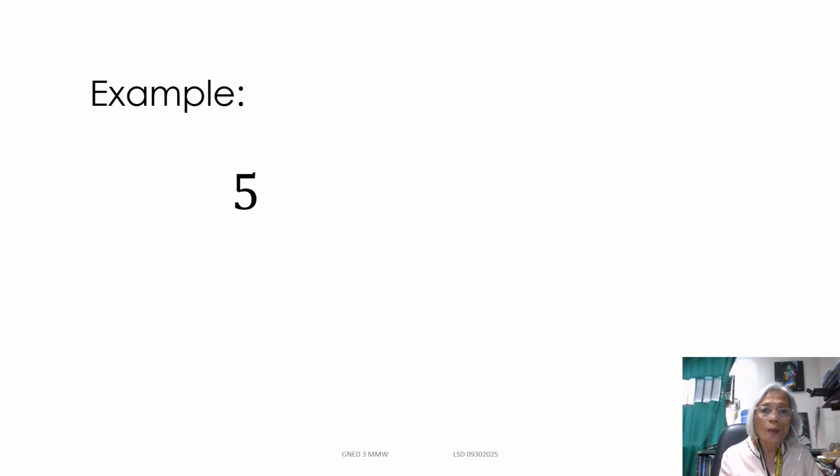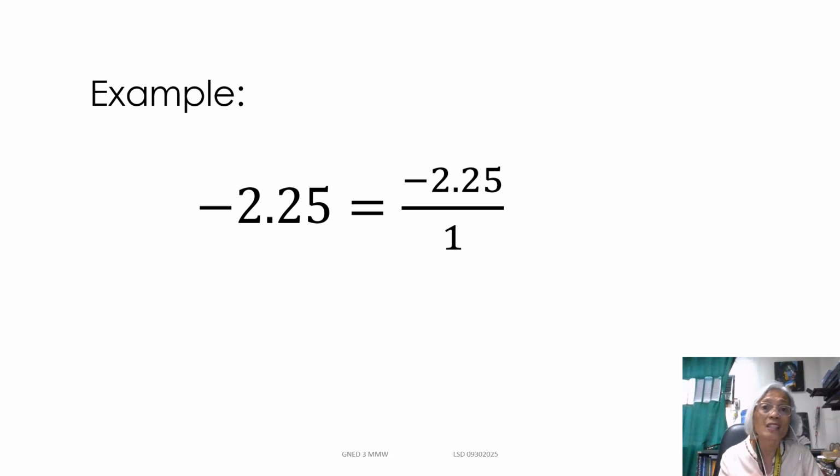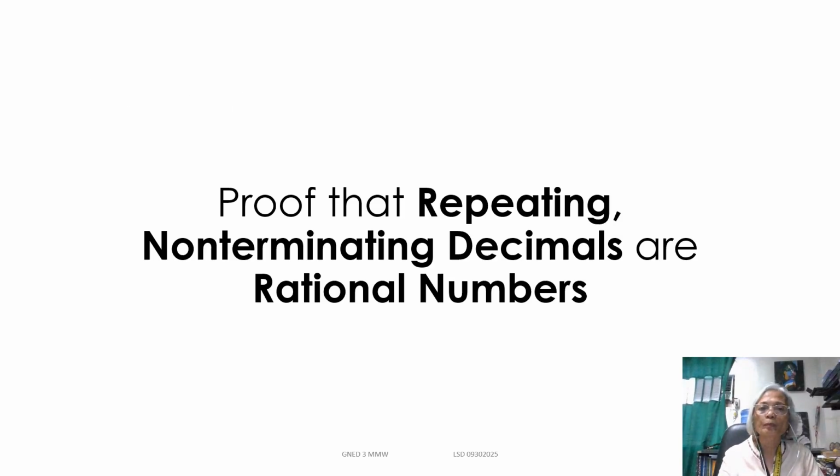So, the number 5 is also a rational number because we can always express it as 5 upon 1. Ganun din yung decimal number na negative 2.25 because we can also express it as negative 2.25 upon 1. So, yung mga natural numbers, rational numbers din sila kasi pwede silang palaging express na 1 ang denominator.